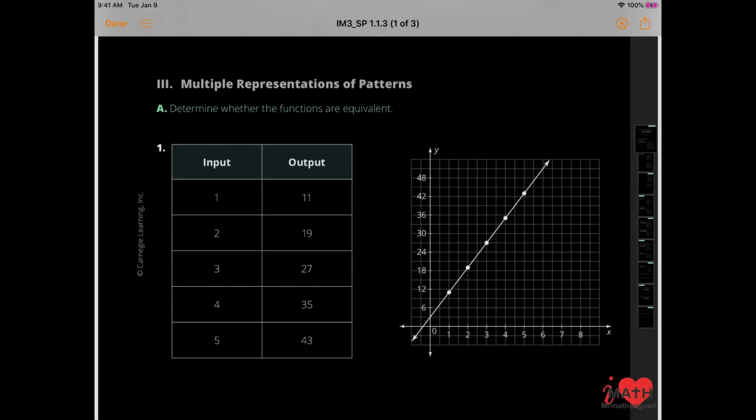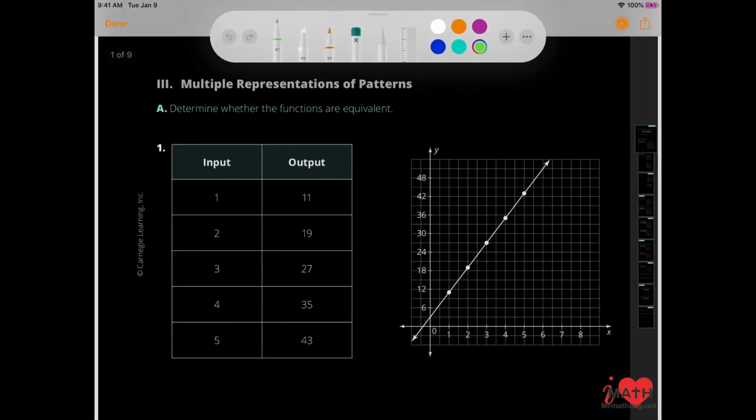Let's go over this problem here. A1. Determine whether the functions are equivalent. Determine means yes or no. And equivalent just means equals. Are they the same?